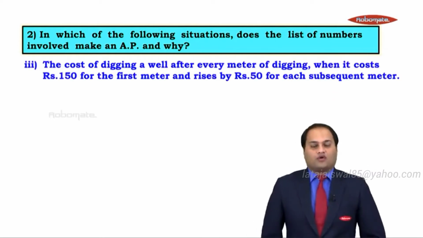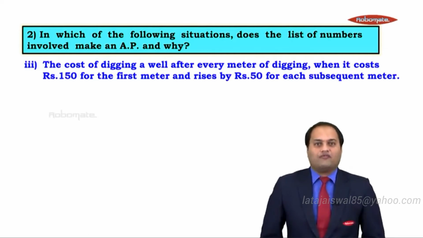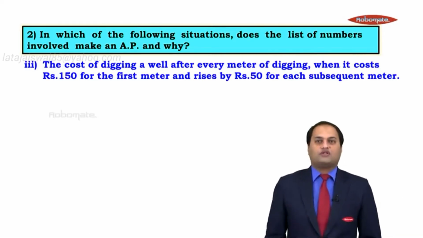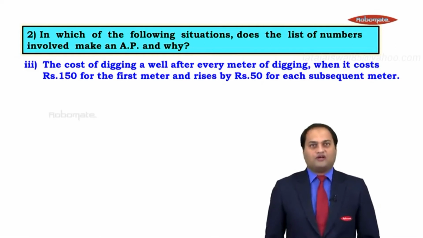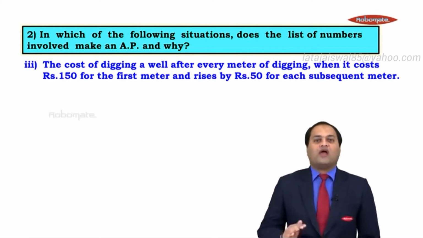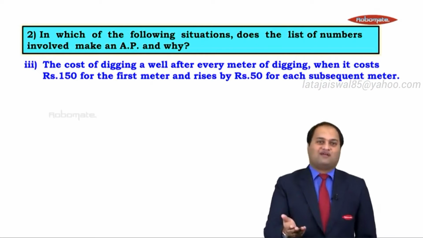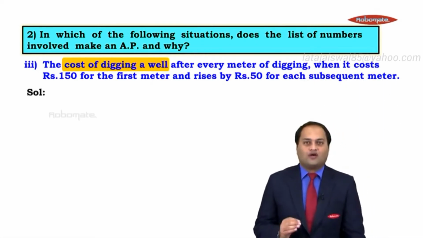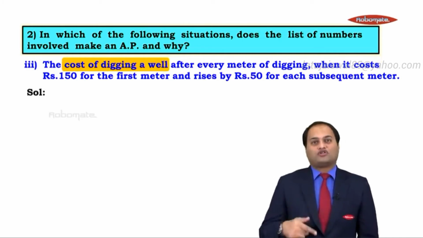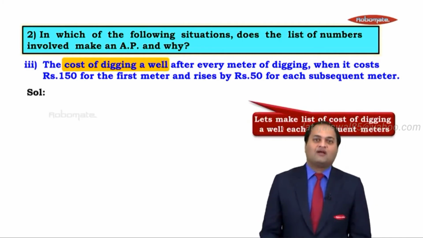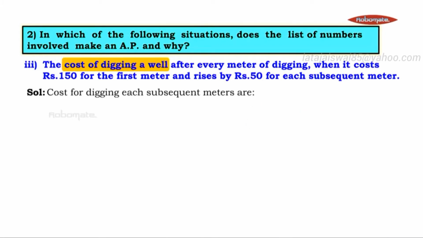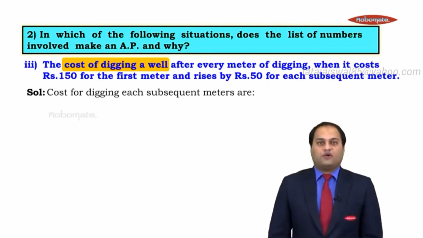The next sum is: in which of the following situations does the list of numbers involved make an AP, and why? The question is the cost of digging a well. After every meter of digging, the cost is rupees 150 for the first meter, so that becomes your first term, and rises by 50 for every subsequent meter. What is important for us to understand here is that the list represents the cost of digging the well, right? So let's make a list of the cost of digging the well for the subsequent meters.